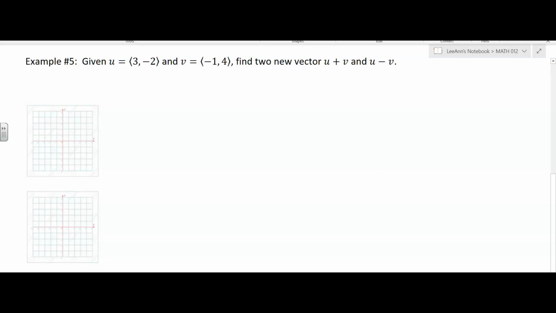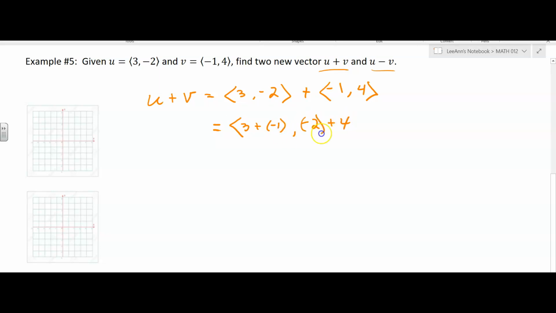Okay, so it gives us two vectors. Those are both position vectors. And they want us to find U plus V and then U minus V. So U plus V is going to equal <3, -2> plus <-1, 4>. We add the components, so you add x to x, y to y. So this is going to be the resultant: 3 plus -1 and -2 plus 4, or <2, 2>. Now let's see what that looks like as a picture.